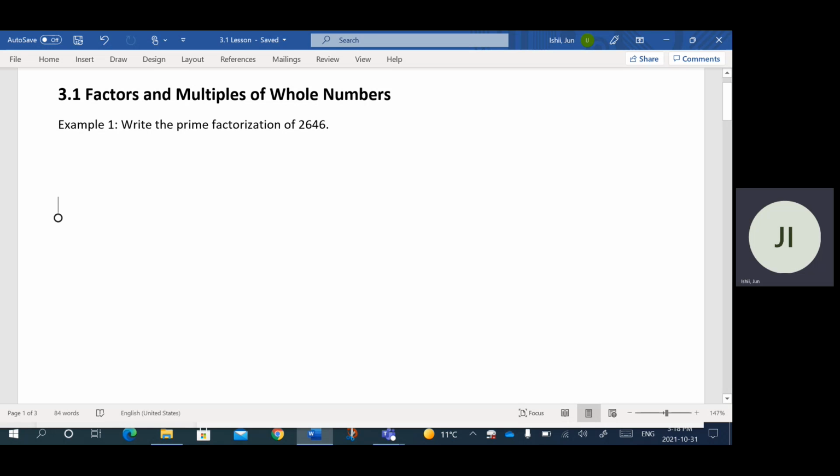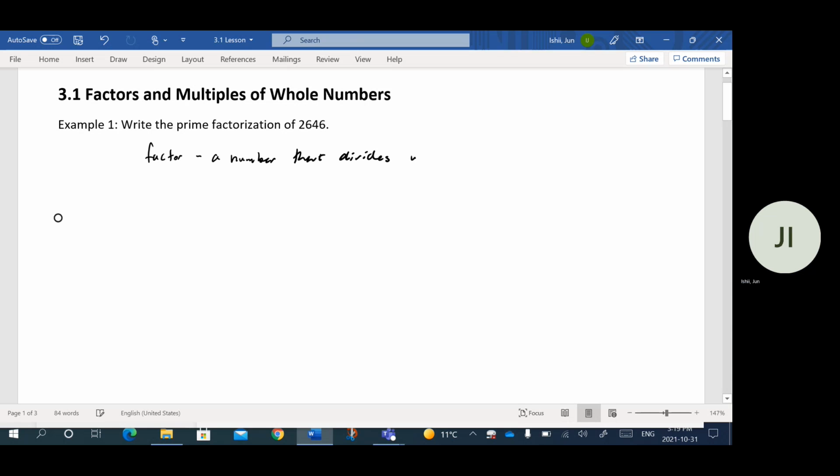A factor is a number that divides without a remainder. Okay, so I'm sure you've heard of the word factor before, right? This is hopefully some review. All right, so factors are numbers that divide into a number without a remainder.